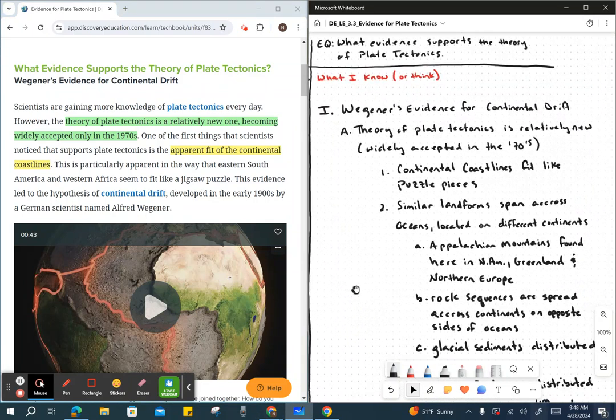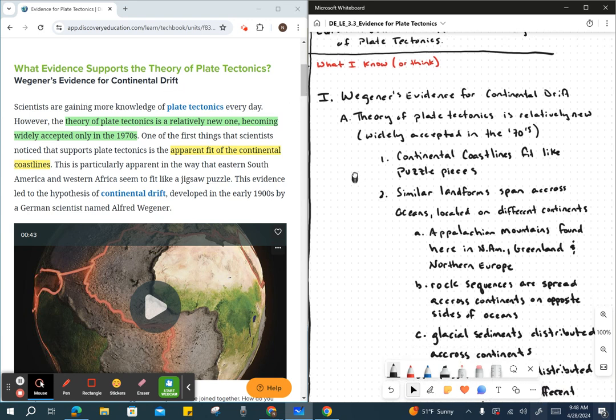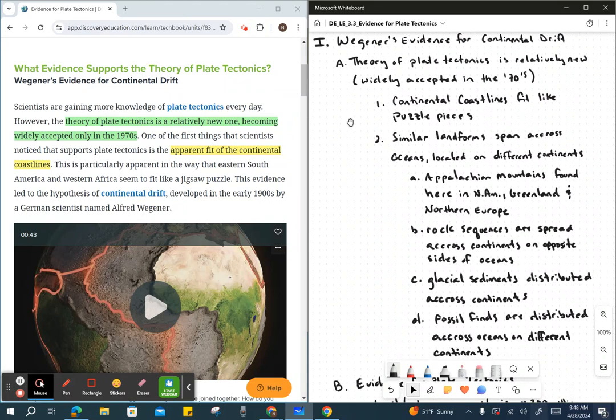All right, so your text starts with Wegener's evidence for continental drift. The theory of plate tectonics is relatively new. This is important. I'd like you to just appreciate how recent this has been accepted. Just in the 1970s. Wegener was around in the early 20th century.